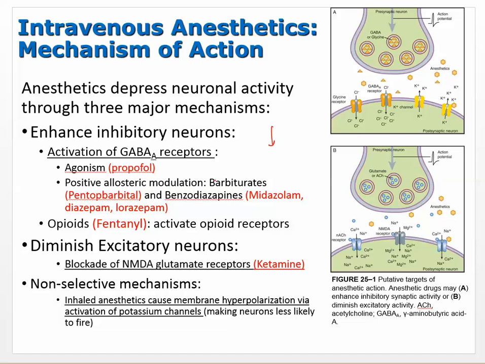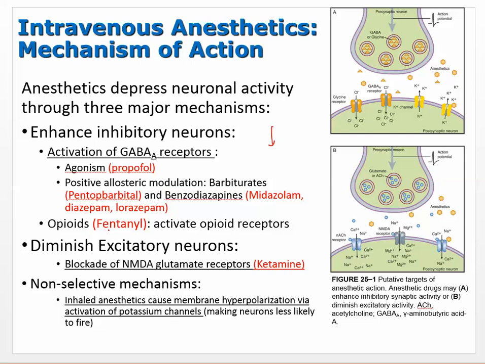Positive allosteric modulation. These are our barbiturates. So pentobarbital is our prototype, and then the benzodiazepines, midazolam, diazepam, and lorazepam, are the prototypes for those. Okay, and then there are opioids, and these are also going to enhance inhibition.